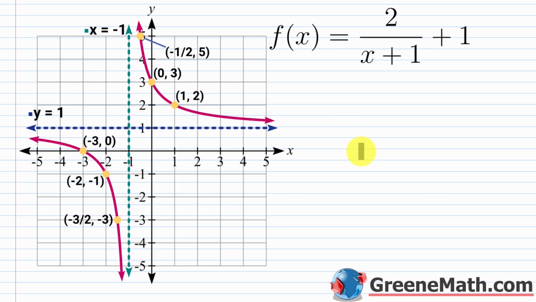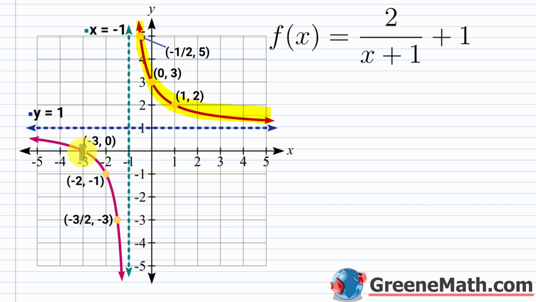All right, coming down to the graph. So these are just the points that we've already found. So this is -1/2, 5, 0, 3, and then 1, 2. So you can see that the way we would draw this is going to approach your vertical asymptote, which is x equals -1. So like that. Comes down like this, and it's going to approach that horizontal asymptote, which is y equals 1.